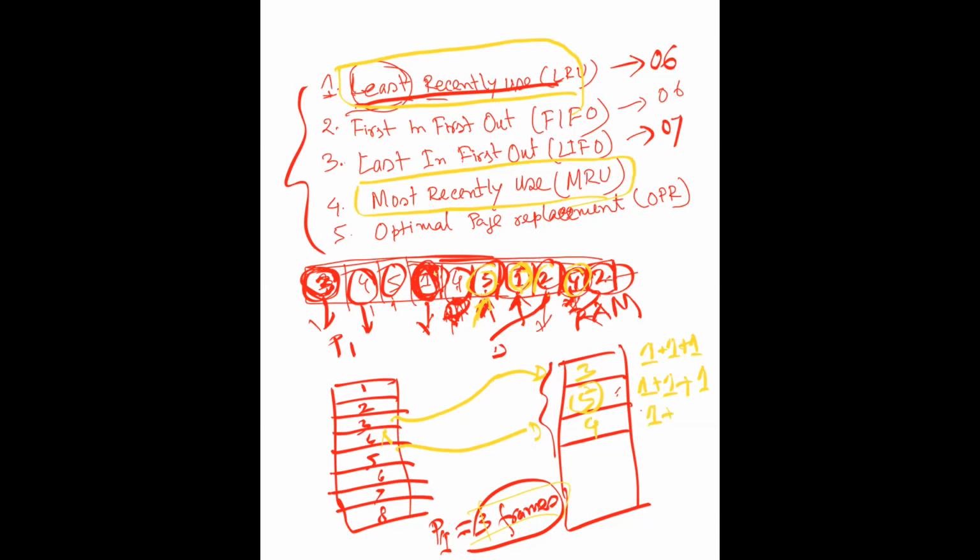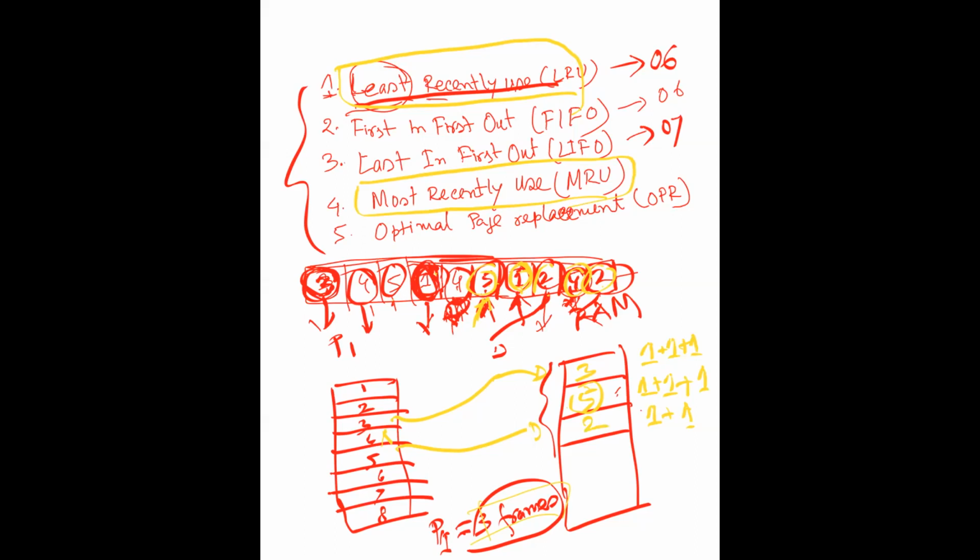And then the CPU again asks for this data, page 2. Page 2 is not available inside the RAM, so there is one page fault. And which page will be replaced? The page recently accessed by the CPU, page number 4. Page number 4 will be replaced by page 2 in here for the most recently used algorithm.